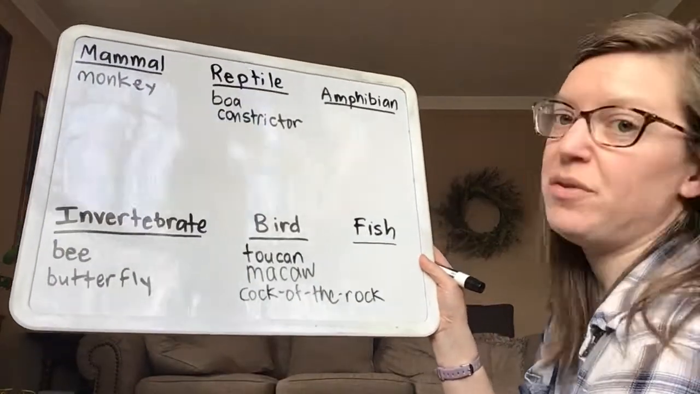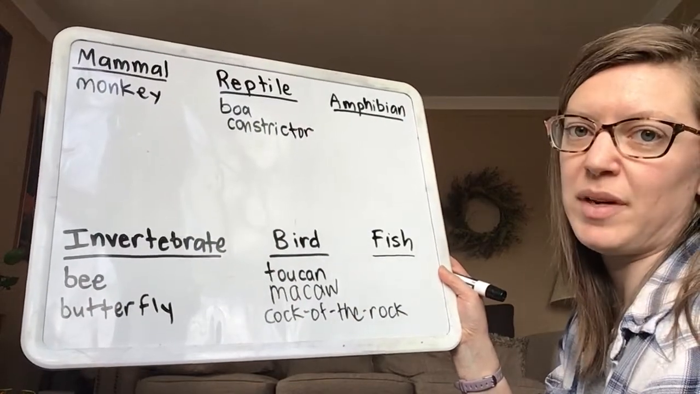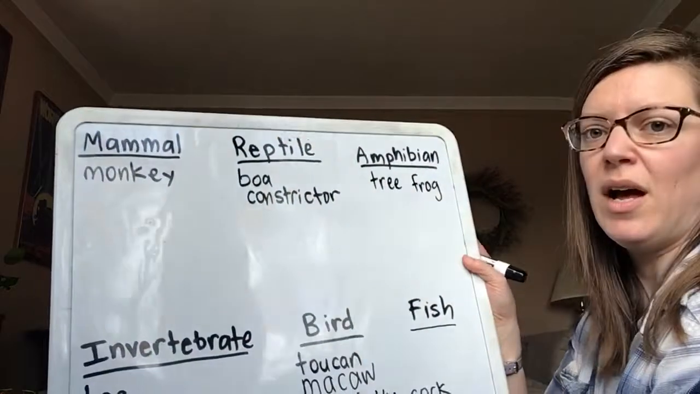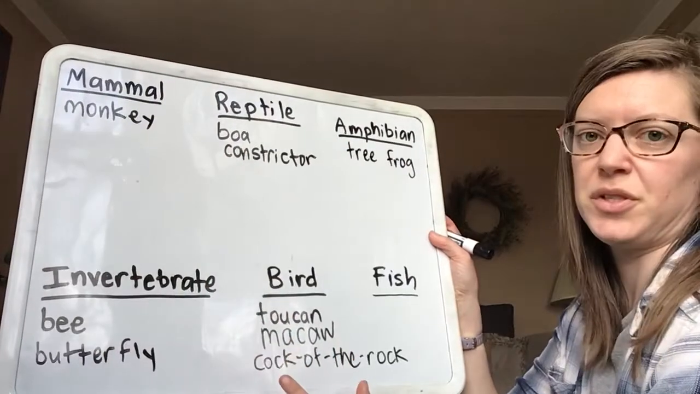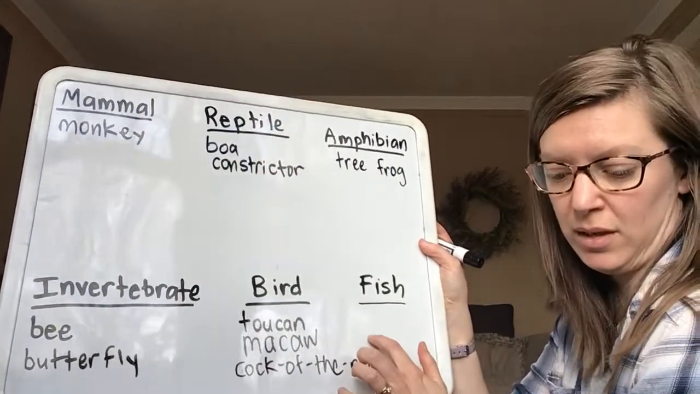Okay. Next, I had tree frog. Thinking back on what we studied this year, can you remember what type of animal that would be? If you said amphibian, you're correct. It's got that moist skin. It lives near the water. So tree frog is going to be our amphibian. Wow. I'm really noticing the diversity of animals here. We have something in almost every category except fish already.